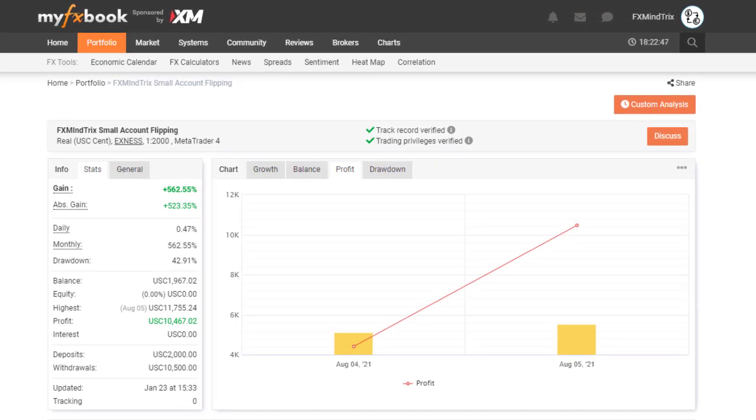So for those of you who don't know, micro accounts are accounts where, when you deposit money into the account, for example US dollars, the balance is not going to show you US dollars. Instead, it's going to show your balance in cents. So you can see on the screen, this is an account which I traded. Initially, I deposited $20 into this trading account. But as you can see from the screen, it's actually not showing you $20, but rather it's showing you 2,000 US cents.